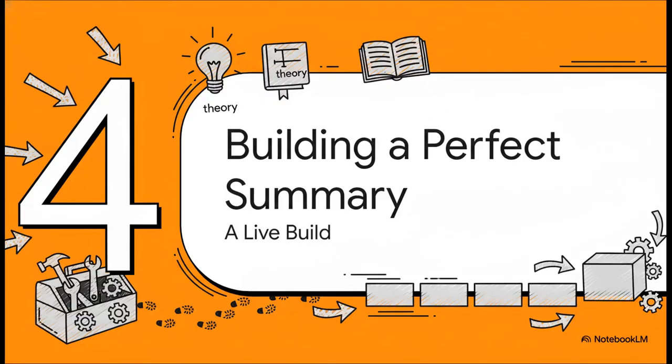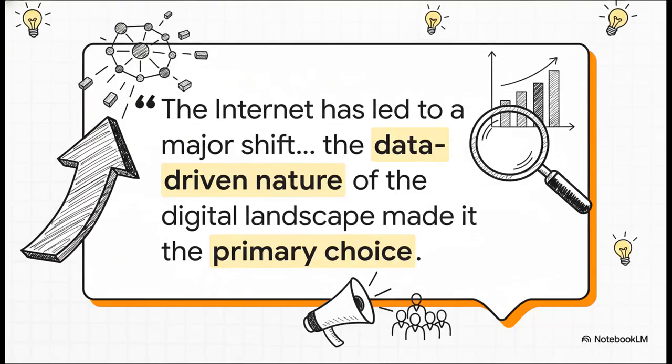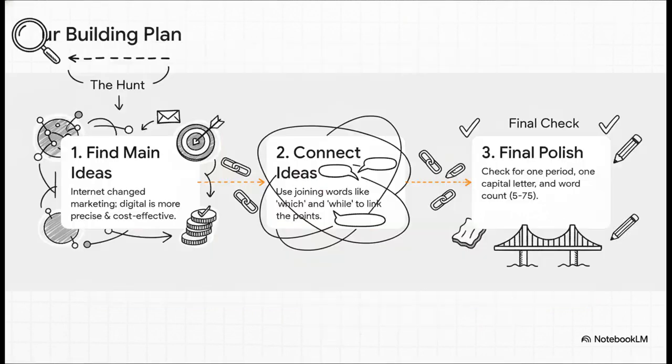Okay, enough talk. We've got the theory, we've got the rules, and we've got our toolkit. Now it's time to put it all into action. Let's walk through a real example together, step by step, and build a perfect summary from the ground up. So take a look at this. This is a pretty typical passage you might see on the exam. It's talking about how the internet has changed things for businesses and advertising. So let's use our 3-step process, hunt, build, and proofread, and see if we can turn this into a perfect summary.